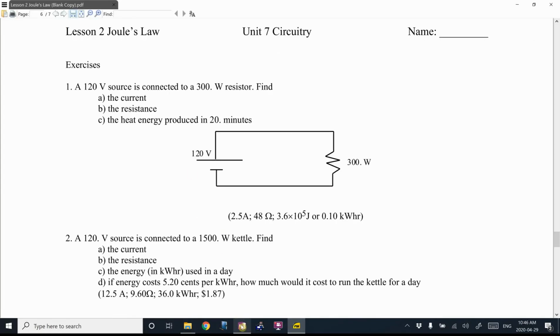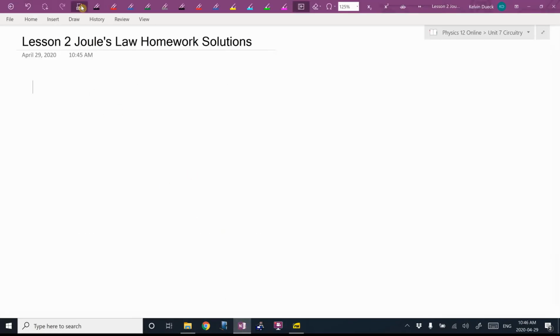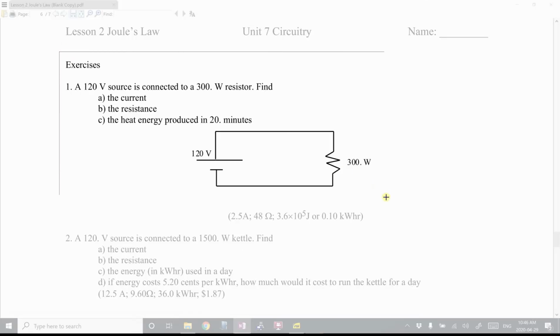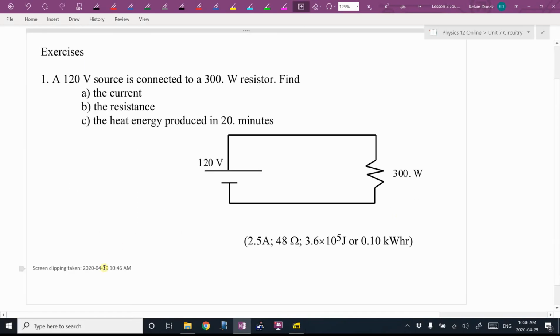Number 1. It says a 120 volt source, probably a power outlet, is connected to a 300 watt resistor. Now, resistors are measured in ohms, but I guess this resistor, this appliance, whatever it is, is using 300 watts of power. So find the current.